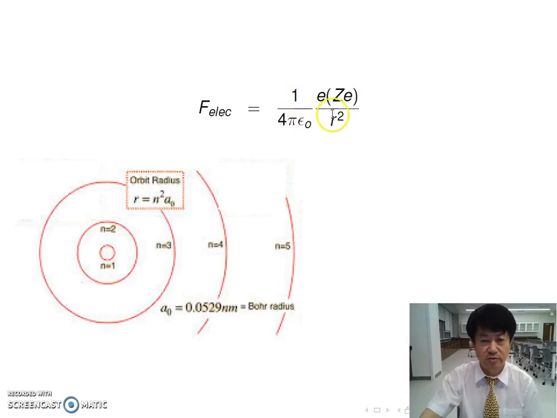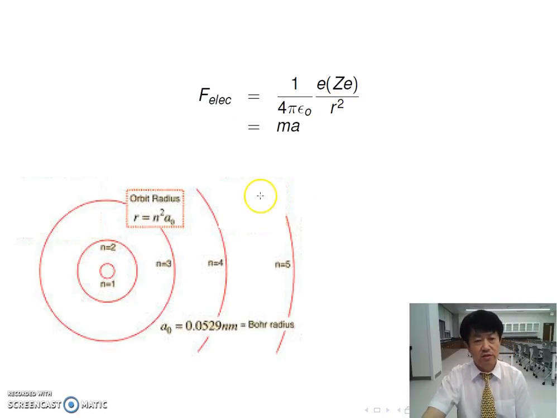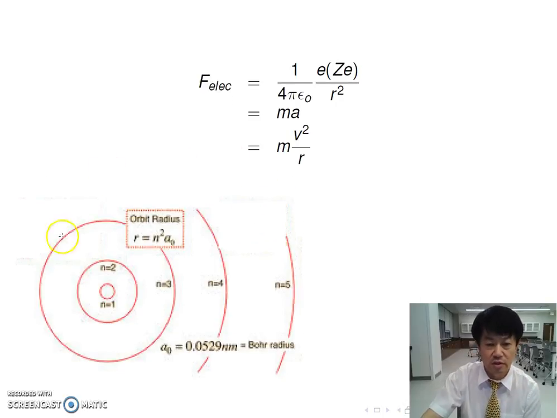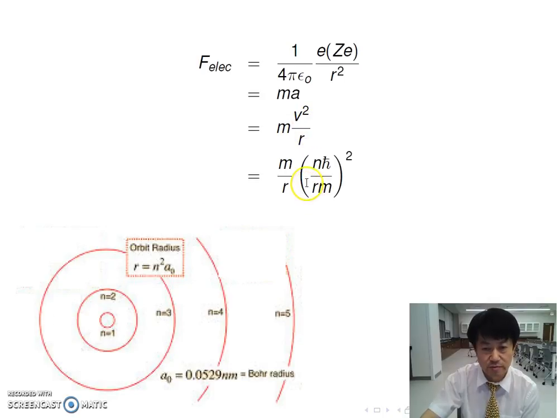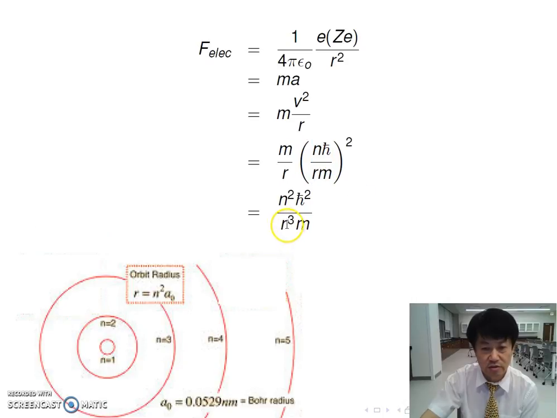Electric force is 1/(4 epsilon naught) times two charges. One is the electron itself. The other is the charge sitting in the nucleus, depending on which atom. So we have Z e as the charge in the nucleus, divided by r squared. Newton says force is mass times acceleration, and the electron is making rotational motion, so acceleration is v squared over r. We have the expression for v, which is n h bar over r m. Plug that in, and it turns out to be n squared h bar squared divided by r cubed and m.